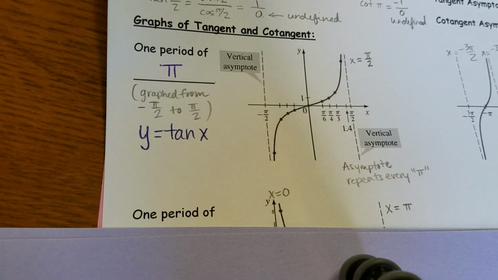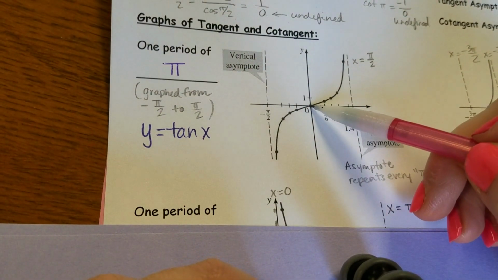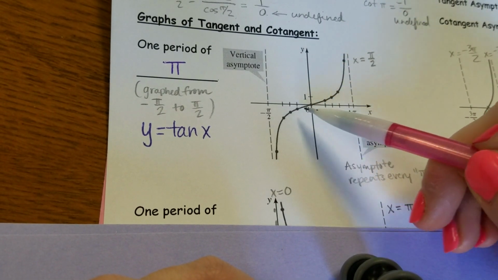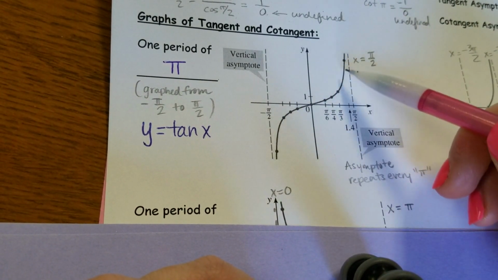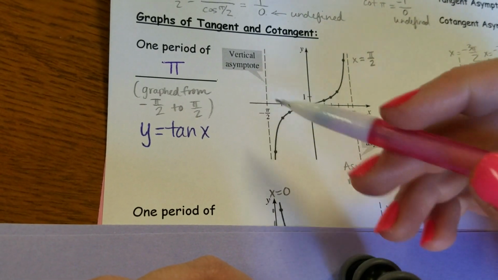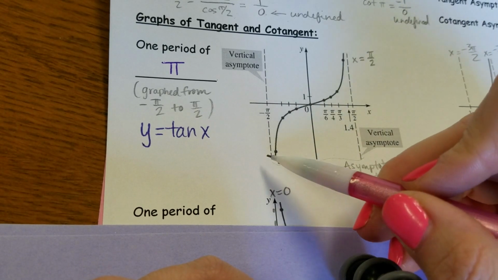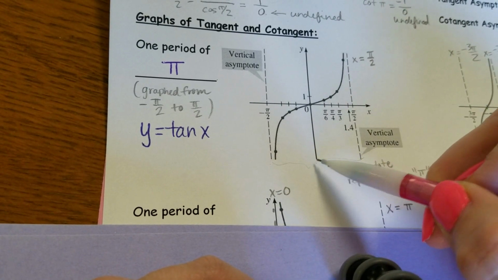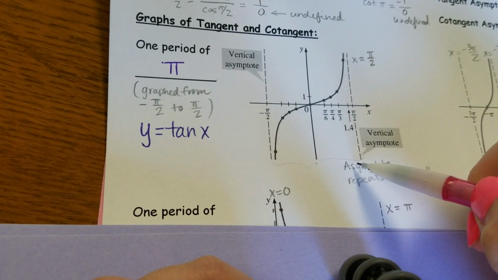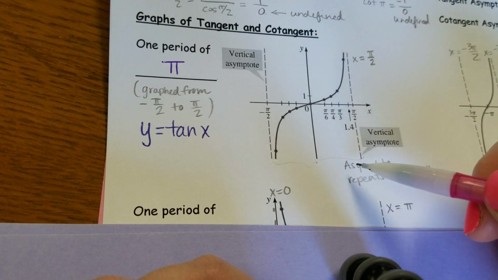For your tangent, the center of the tangent is going to be right here at 0, 0, and then it follows a cubic type pattern. It's going to curve towards your asymptote, which repeats every pi. From here to here does represent pi units, because from negative pi over 2 to 0 is pi over 2, and from 0 to pi over 2 is pi over 2. Pi over 2 plus pi over 2 is pi. Thus, this would be 1 period.